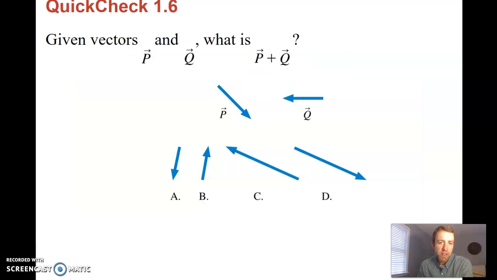All right, so the same thing. You can pause the video, add these together, and see what the addition is. P and Q, P plus Q, you add them together. Which one are you getting? Well, of course, it's A.